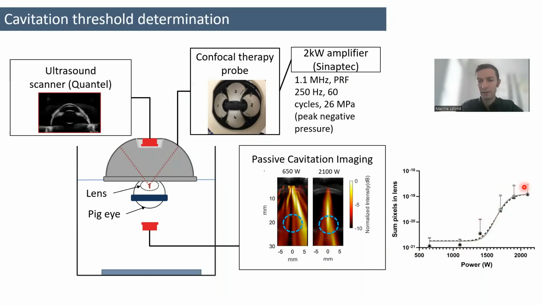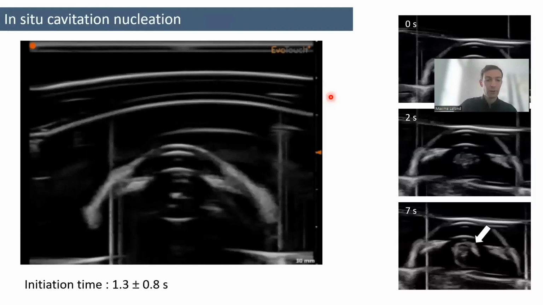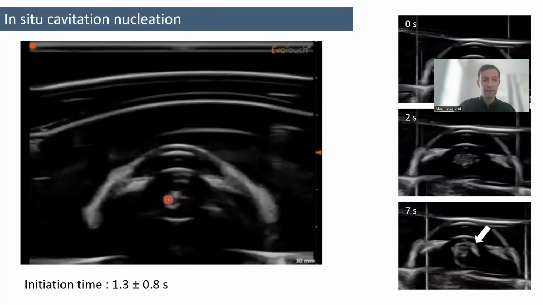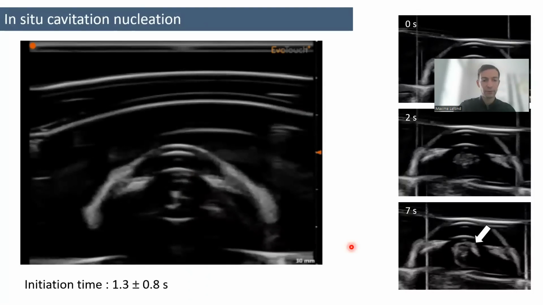And you can see that cavitation was produced. We reached the plateau at the high end of our amplifier, which was about 2 kilowatts, with relatively short pulses of only 60 cycles. So here is what we get. We can clearly see that cavitation cloud that was formed in the middle of the lens.